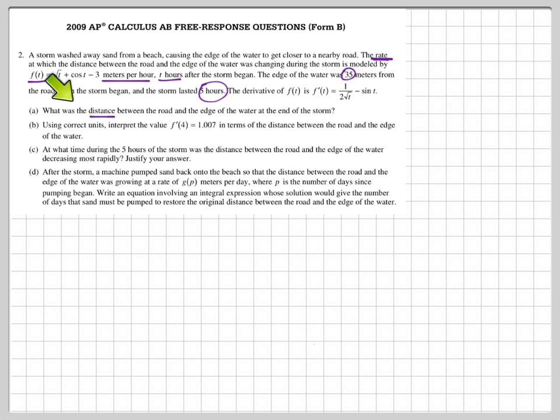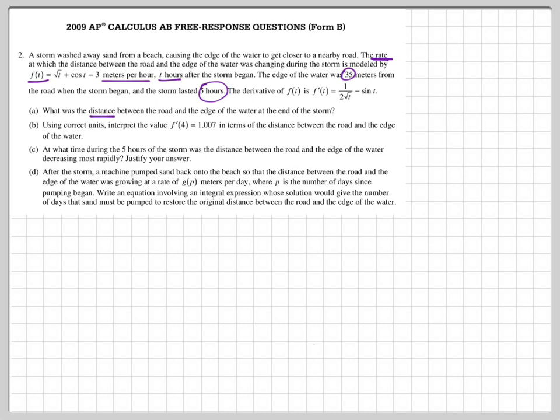And then when we read our first question, it says, what is the distance between the road and the edge of the water at the end of the storm? Now, the end of the storm would be at 5 hours. That's what it says. It says that the storm ended at 5 hours. And so, distance. How are we going to find the distance with the information that we have in the problem?